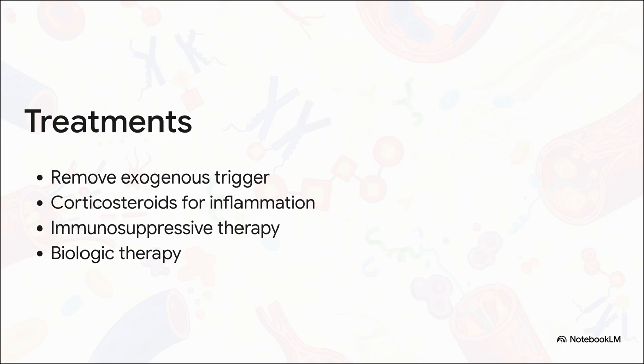But for long-term organ preservation, especially in diseases like lupus or polyarteritis nodosa, we rely on heavy-hitting immunosuppressive therapies like cyclophosphamide or azathioprine. And more, modern medicine is utilizing targeted biologic therapies to interrupt these very specific immune pathways.